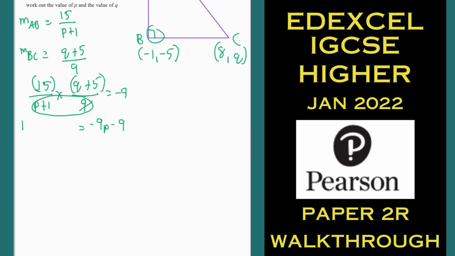Let's expand those brackets. 15 times Q, 15 times 5. And let's tidy it up a bit. 15Q plus 9P. Subtract 75 from both sides. And they're all in the 3 times table. It's always nice to have them in as simple a form as possible.